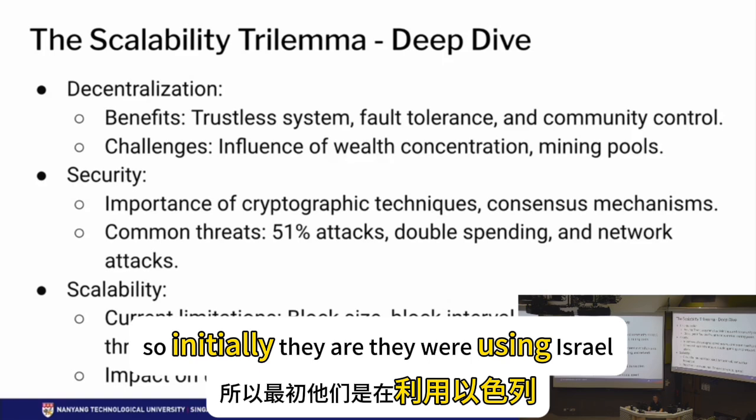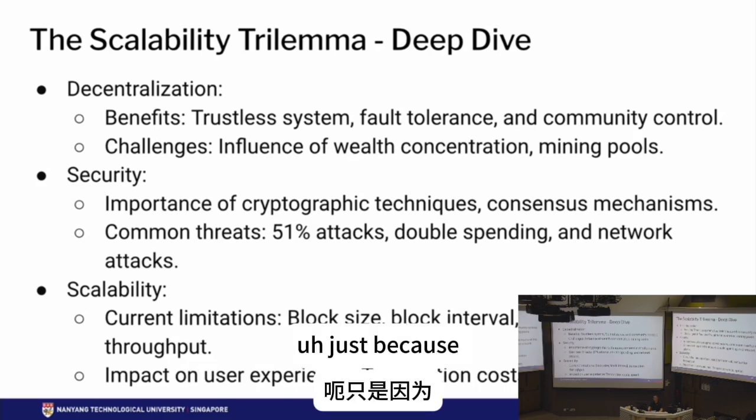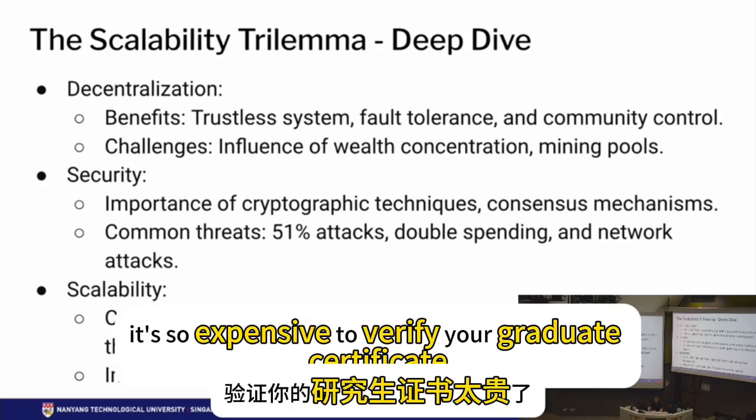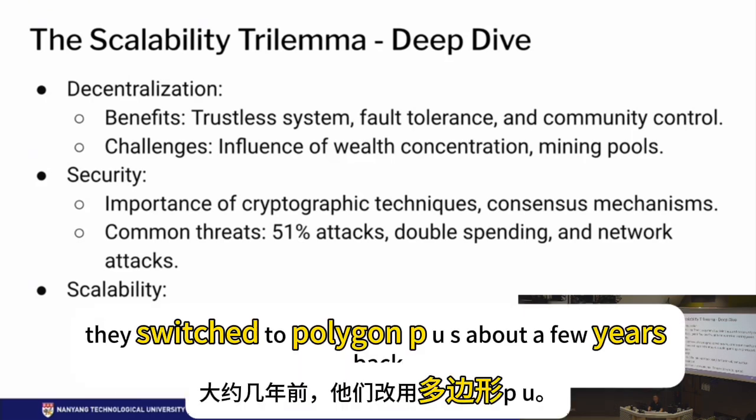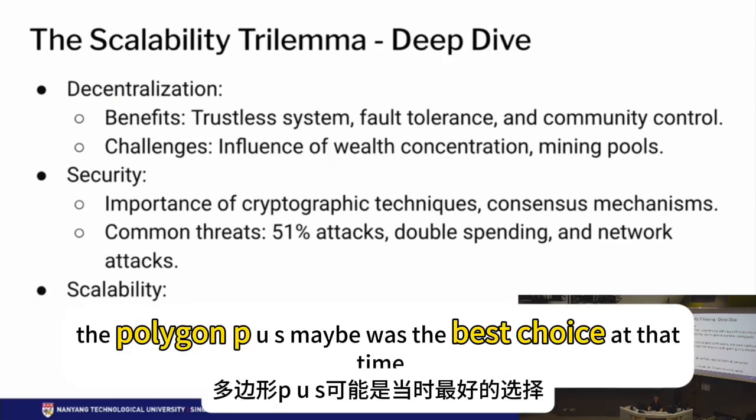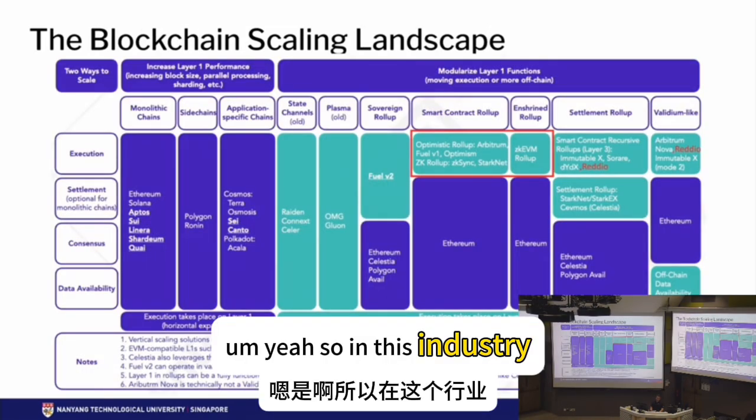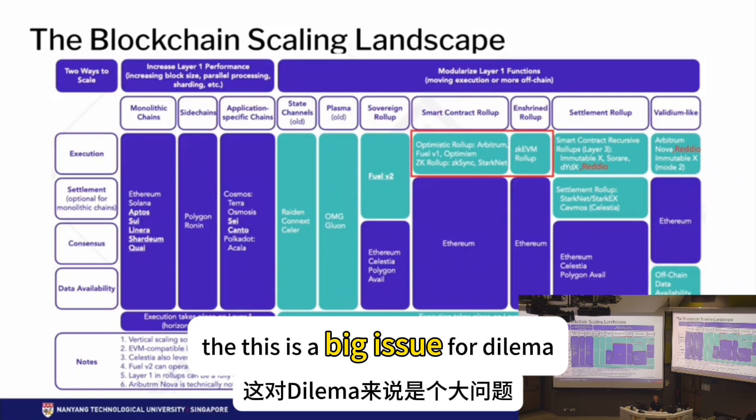Initially they were using Ethereum, but they gave up in the middle just because it's so expensive to verify your graduate certificate. It's not a good experience either, right? If I remember correctly, they switched to Polygon POS about a few years back. At that time, Polygon POS was maybe the best choice. So in this industry, this is a big issue, the trilemma.